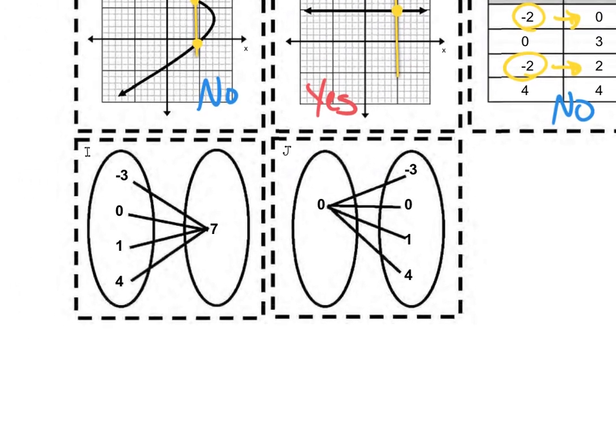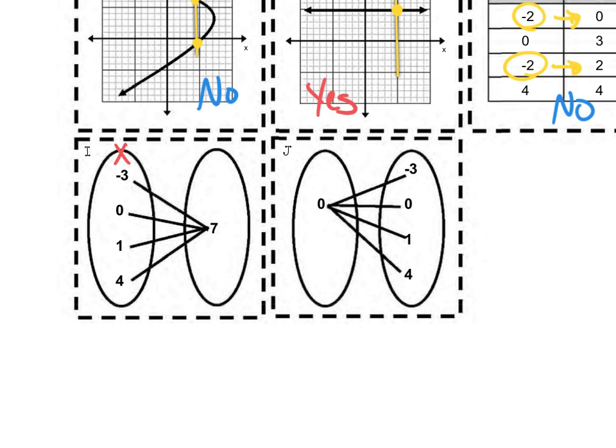Okay. The last two were I and J, and these were the mapping statement ones. Okay. What you have to remember for a mapping statement is the first circle is your X, the second circle is your Y. What has to happen is each X should only have one Y. That means one arrow should go from here to the other side. Well, there's only one line at -3, one line at 0, one line at 1, and one line at 4. So this is an example of a function. So you would say yes.